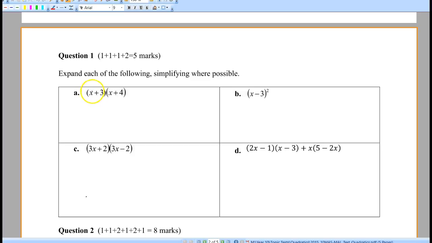So this removal process, you might remember it by FOIL: first, outside, inside, last. We've got to do 4 pairs of multiplications. So x by x is x squared, x by 4 is 4x, 3 by x is 3x, 3 by 4 is 12. Now you've got to be able to expand before you can factorize. x squared plus 7x plus 12.